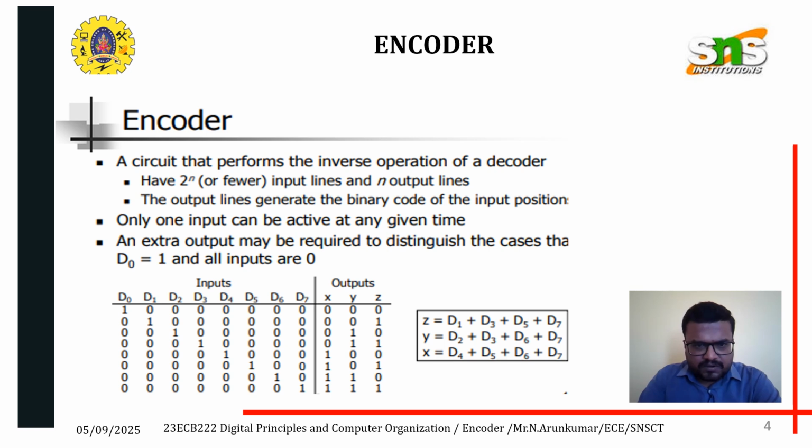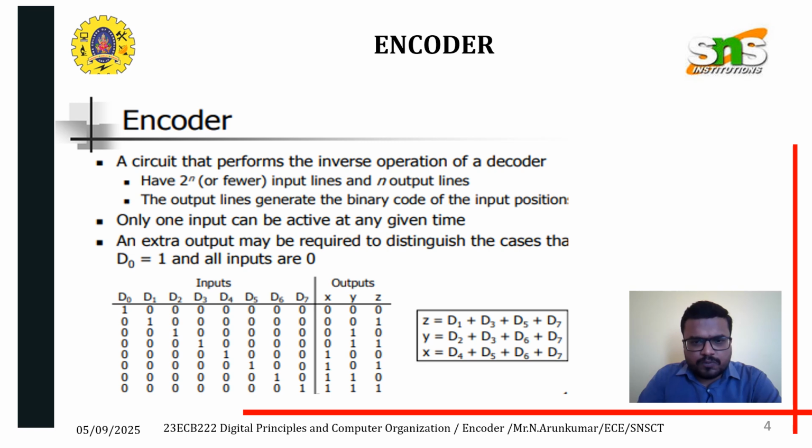So 2 power 3 is 8, so 8 inputs are given here and 3 outputs. x, y, z will be considered as the 3 outputs. The first value is generated based on d0. Suppose the output is 0 0 0, then d0 will be considered as the first input. Next, for 0 0 1, d1 is generated, and like this up to the last bit, d7 is generated.